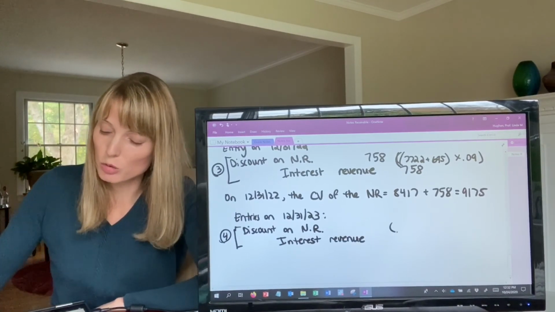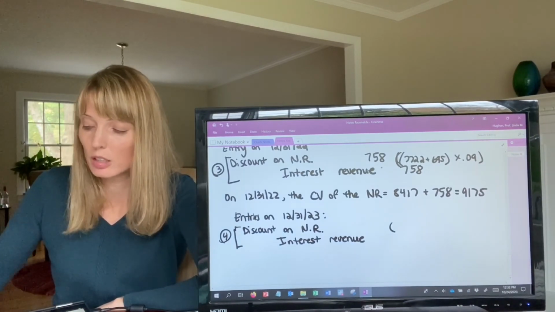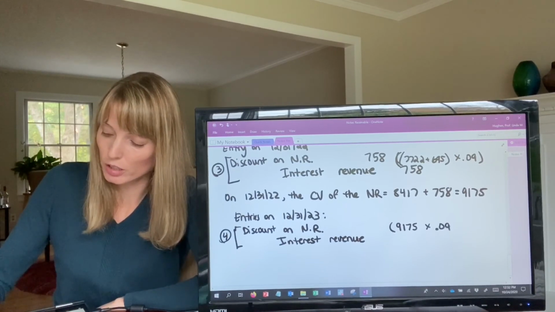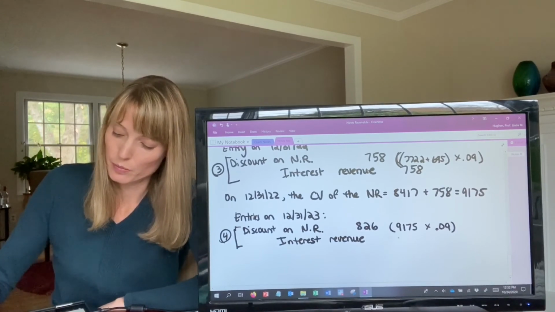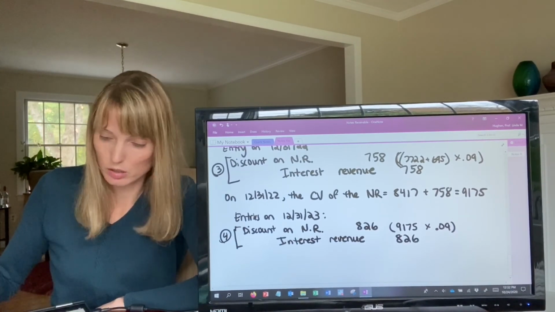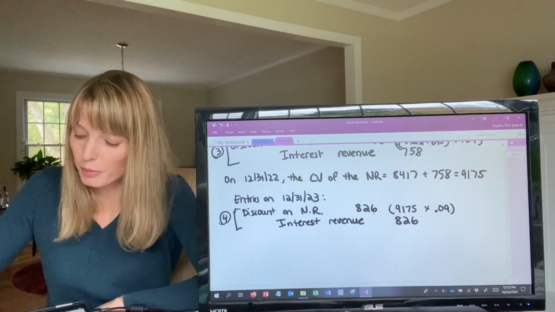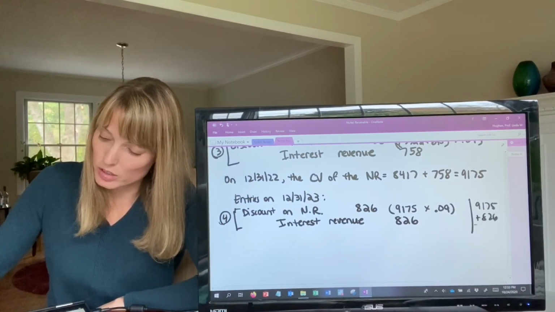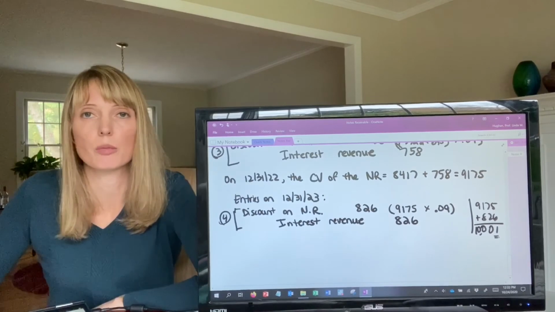Okay, so two ways we could do this. We could say 7722 plus 695 plus the 758, or we can take last period's carrying value, our beginning carrying value, 9175, and multiply it by the interest rate of 9%, and we're going to get 826. Interest revenue of 826. And we can see that if we take the 9175 and add the 826, we're off by $1. And that $1 is just simply due to rounding.